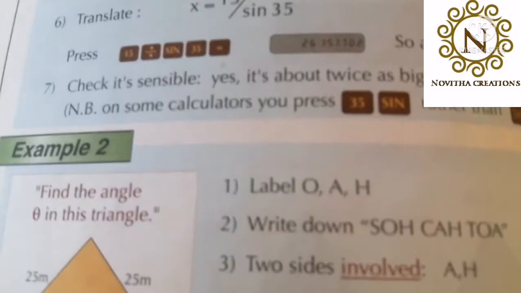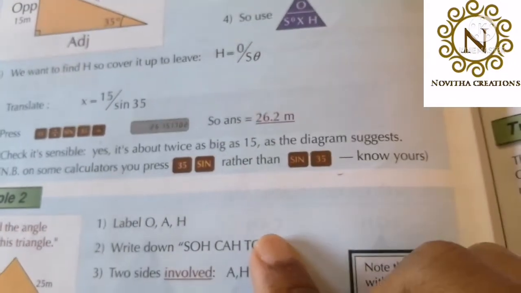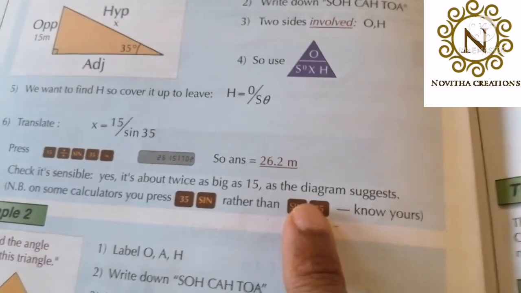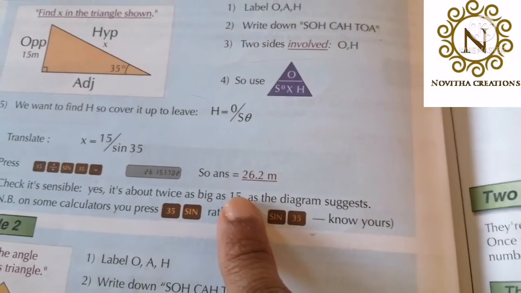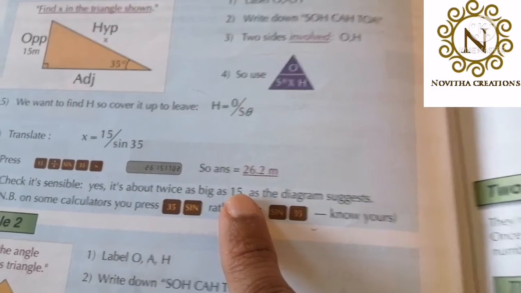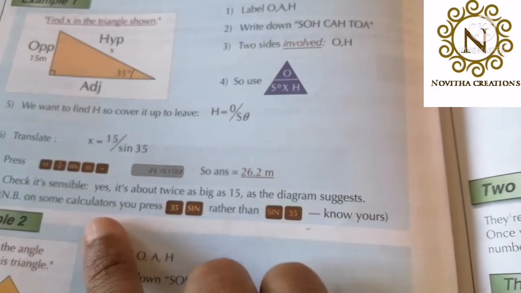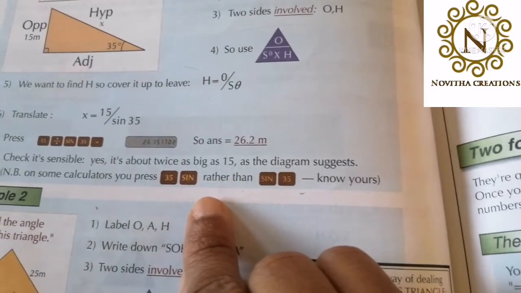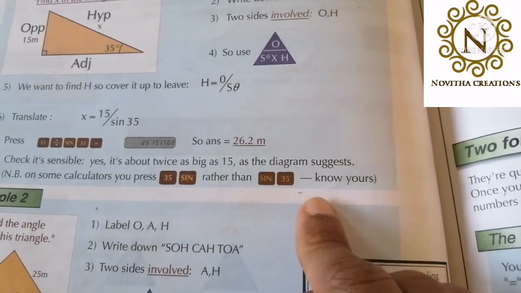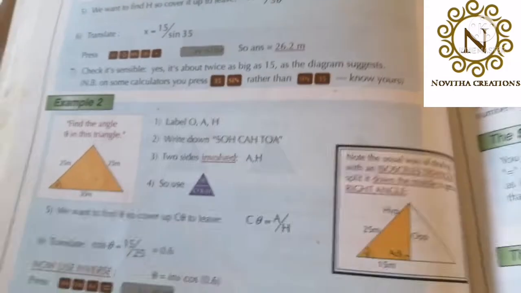This is the way we will solve trigonometry sin theta problems. At the same time, some calculators need you to press 35 sin rather than sin 35. So it depends on your calculator model.